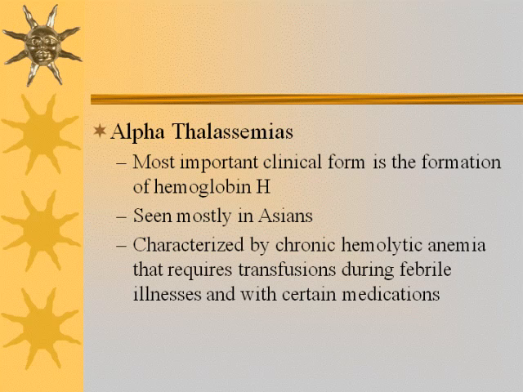Alpha thalassemia: the most important clinical form is the formation of what we call hemoglobin H. You see this mostly in Asians. They have chronic anemia that requires them to get blood transfusions, specifically when they are having fevered illnesses or fevered infections, and when they take certain medications.